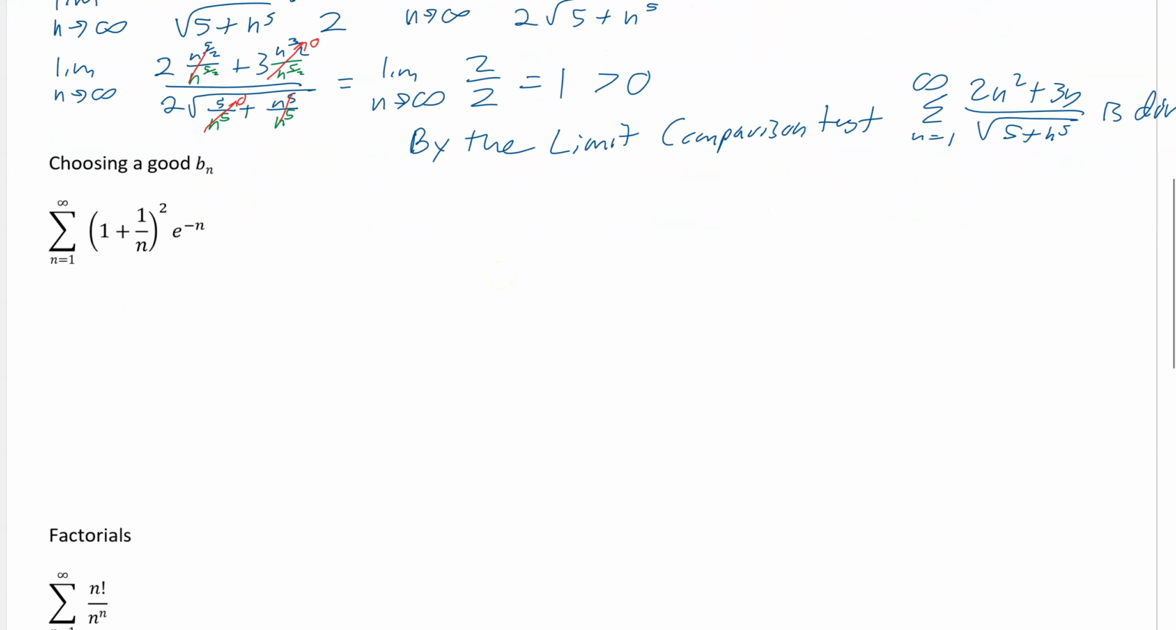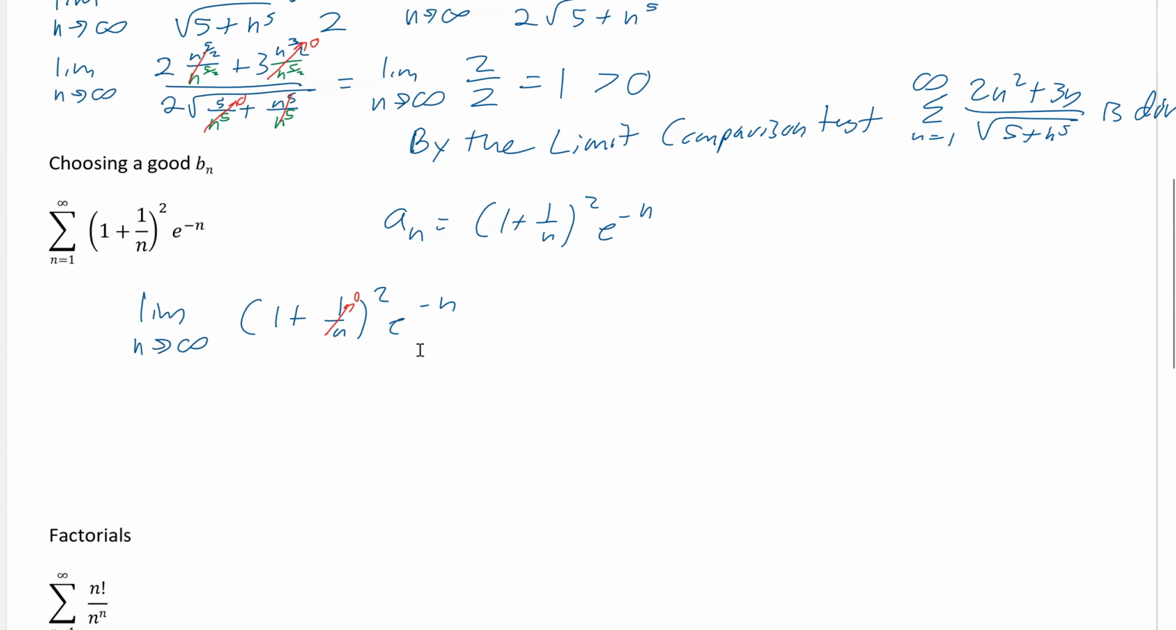All right, so now sometimes it's choosing a good b sub n as well. And so we already know, looking at this, we're probably going to be using the limit comparison. So our a sub n here is 1 plus 1 over n squared e to the negative n. So it works really well on getting rid of stuff. So if we were to write that limit as n approaches infinity of 1 plus 1 over n squared e to the negative n, you can already see that that n to infinity is just going to get rid of this. This is going to go off to 0, leaving us with 1 squared. So if we can get rid of e to the n, we're good to go.